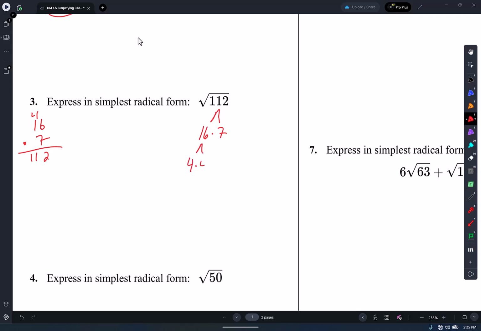And then that's 16. That breaks down to 4 times 4. As soon as I see a pair, I'm going to take it out. And that 7 is still inside the radical. 4 root 7. Do we feel okay?